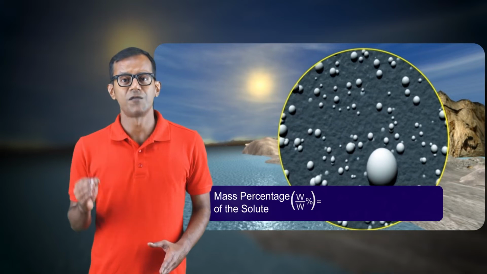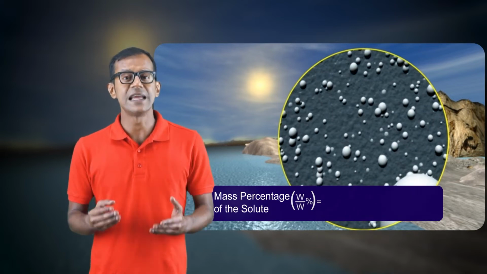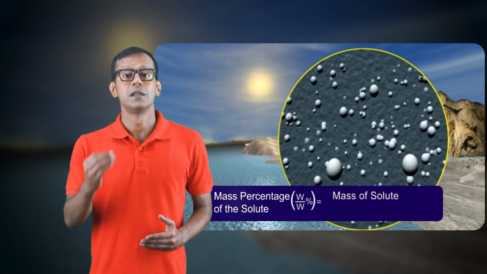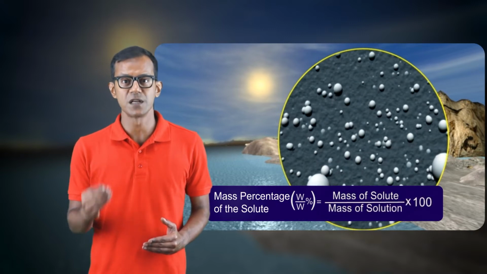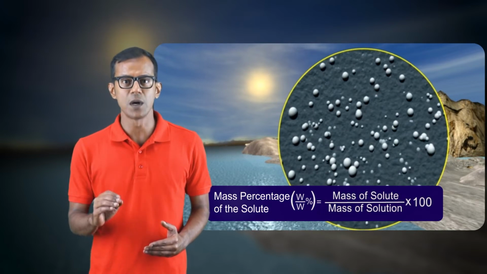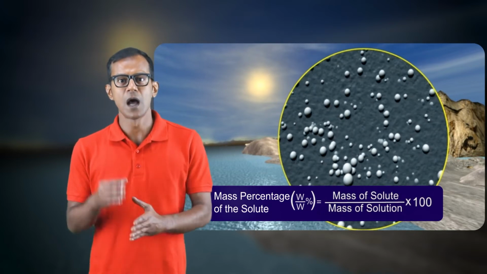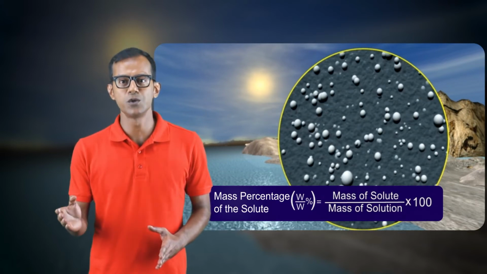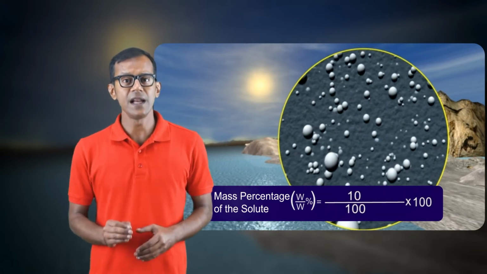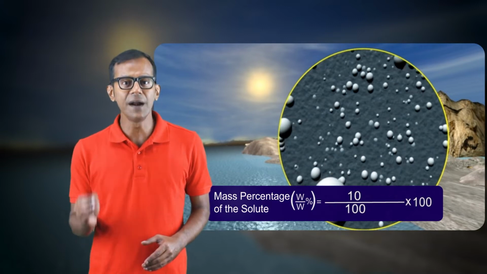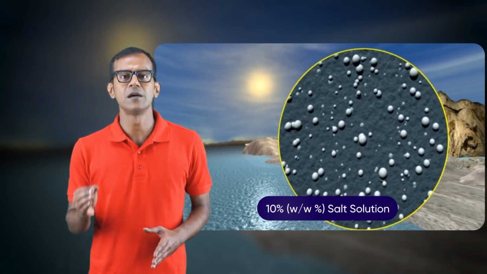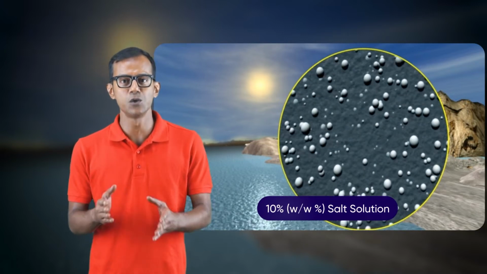The concentration of a solution may be expressed in terms of the mass percentage of the solute. The mass percentage of the solute, that is weight by weight percentage, equals the mass of the solute upon mass of the solution multiplied by 100. Thus, 10 gram of salt in 100 gram of solution gives a 10% weight by weight percentage salt solution.